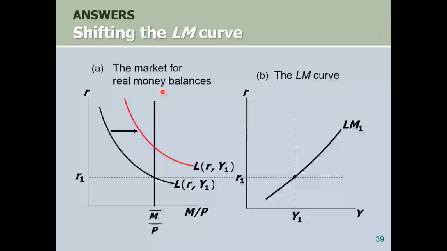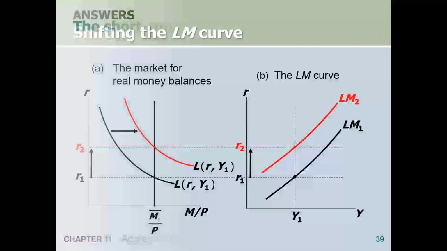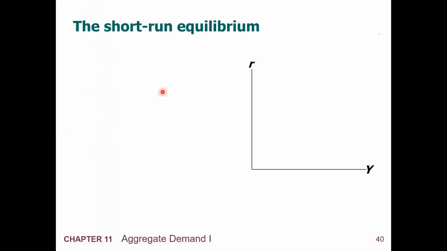Right. So there's going to be an increase in the demand for money. And because of an increase in the demand for money, the interest rate is going to increase, but remember that there's no change in output. So we match the points just like what we did before when there's a change in money supply. And then we find the short run equilibrium.